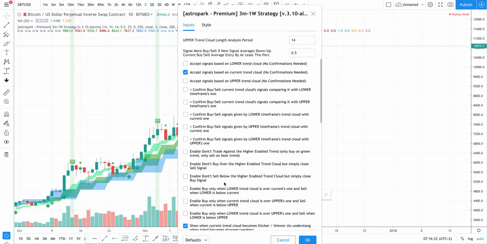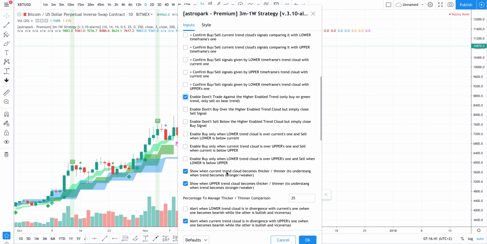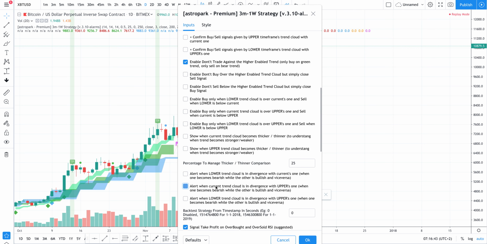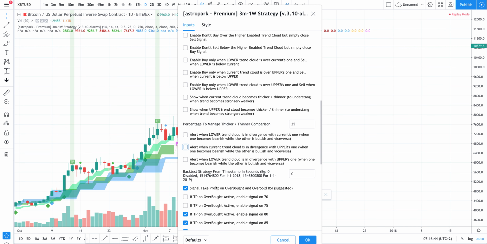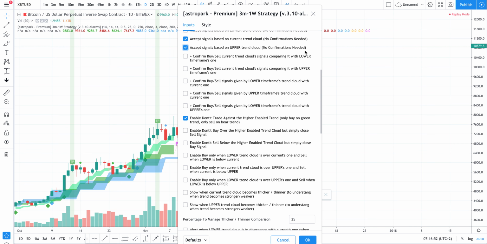These options are also for a very secure mode of trading, so don't trade against the higher trend cloud, okay. So for example, if I enable it, you can see what will happen. Let's remove something. Okay, let's enable the upper and the current.